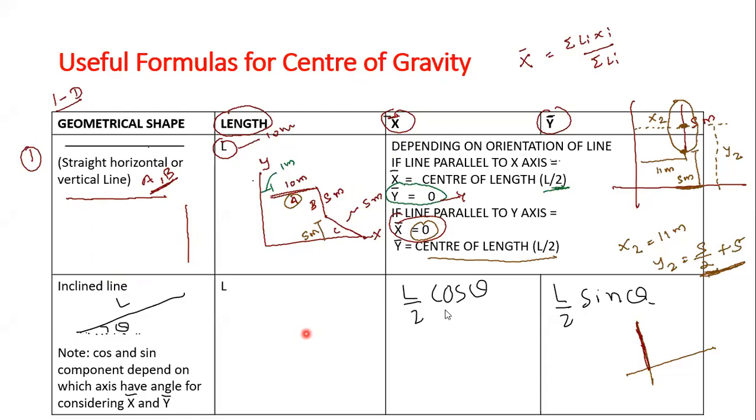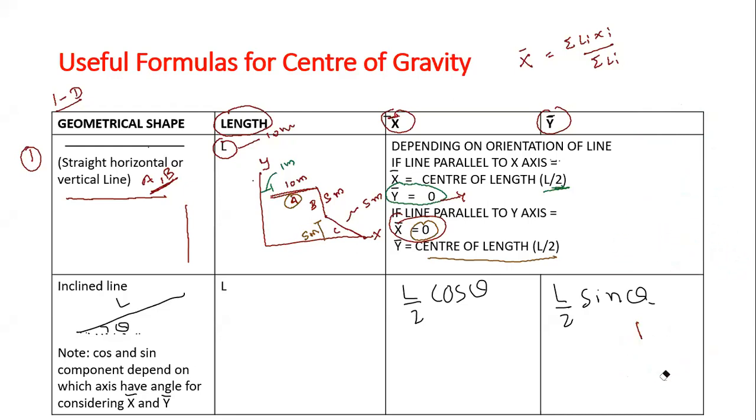चलिए हम पार्ट नंबर 2 लाइन, इंक्लाइन लाइन का कंसेप्ट समझ लेते हैं। ये मैं पूरा रिमूव कर रहा हूँ। चलिए, इफ आई एम कंसीडरिंग इंक्लाइन लाइन वाला कंसेप्ट, इंक्लाइन लाइन में क्या लिखा है देखिए। सपोज योर लाइन इज इंक्लाइंड एट सम एंगल, यू हैव ए इंक्लिनेशन सपोज 45 डिग्री है, so not cos and sin component depend on which axis have angle for considering an x bar and y bar.